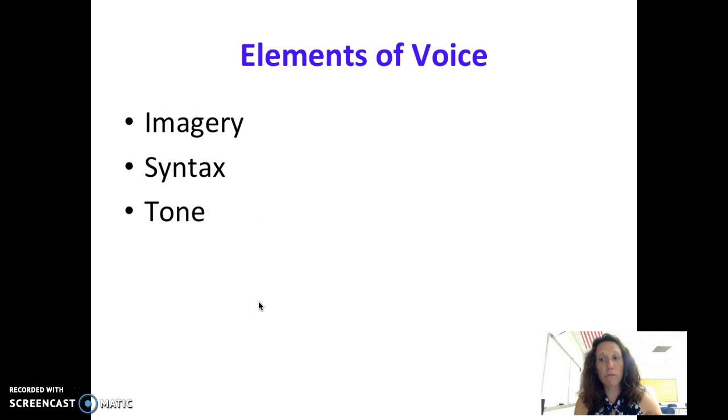Another three elements of voice are imagery, syntax, and tone. Imagery is words that create a sensory experience for the reader. So as we're reading, we can see it, we can picture it, we can see an image of it. We can hear it, taste it, smell it. So any words that lend to a sensory experience using our senses.